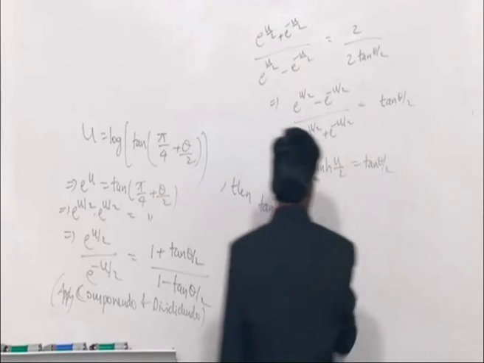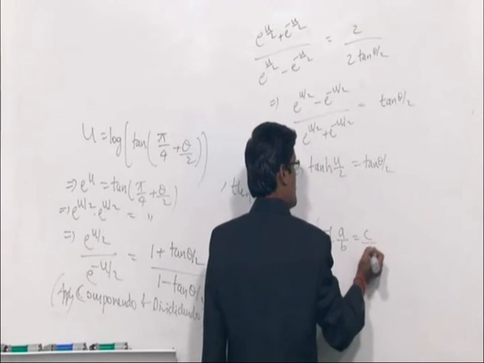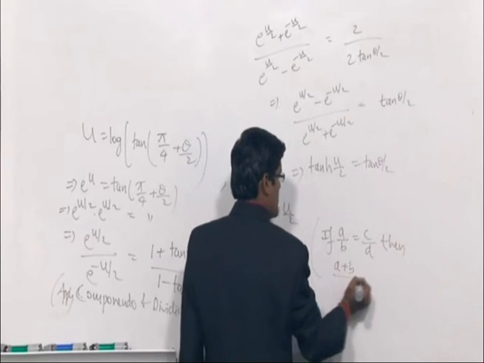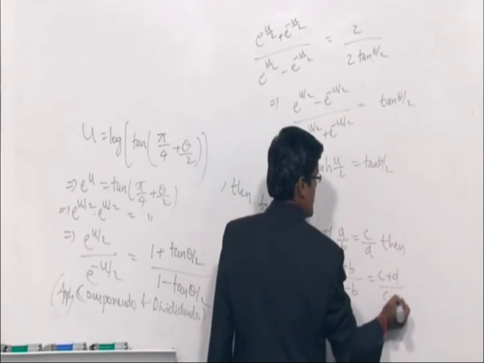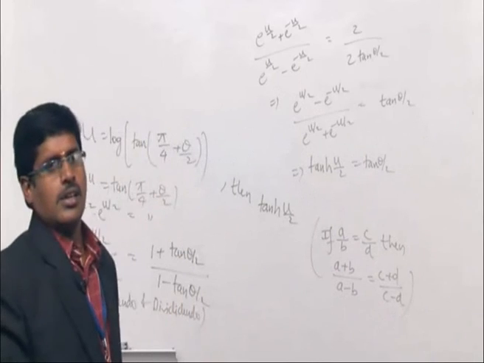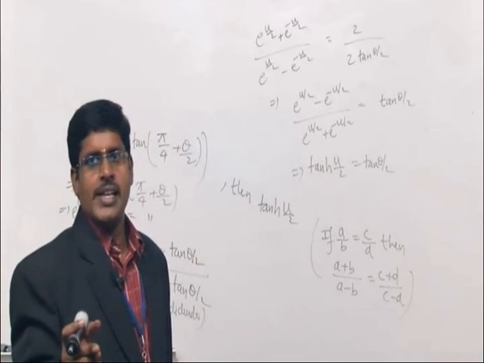So here I am giving the point: if a by b is equal to c by d, then componendo and dividendo tells that (a plus b) by (a minus b) is equal to (c plus d) by (c minus d). Take any numbers, any functions, it is satisfied. Now in the same way, you asked the value of theta in terms of u.